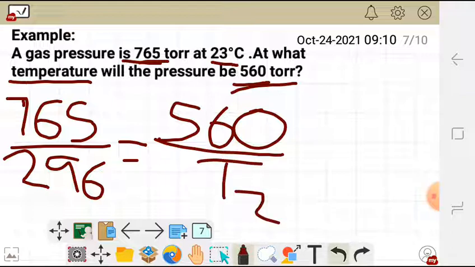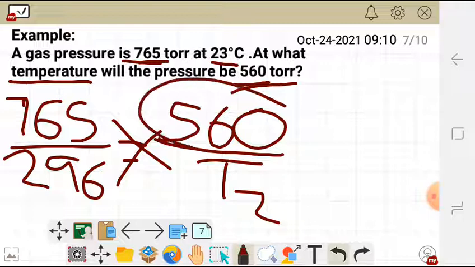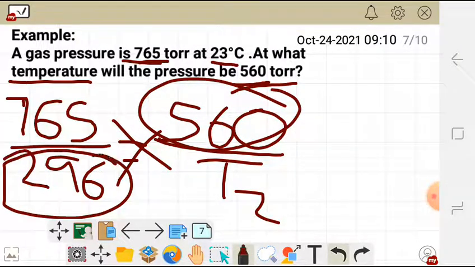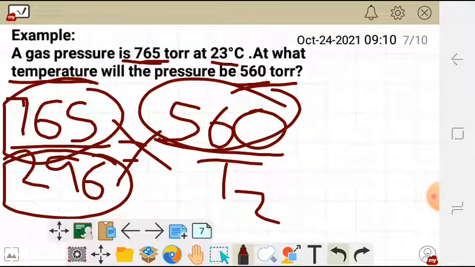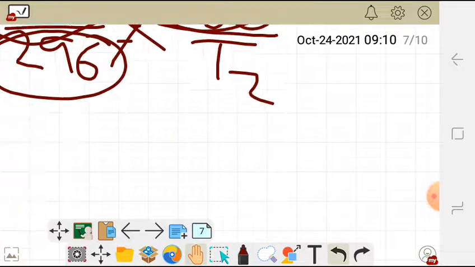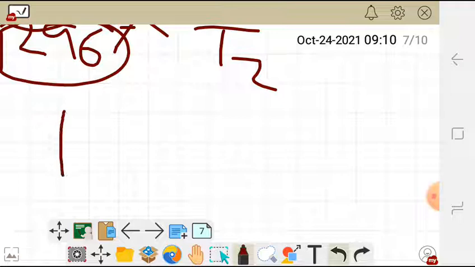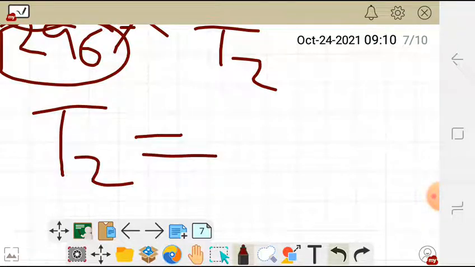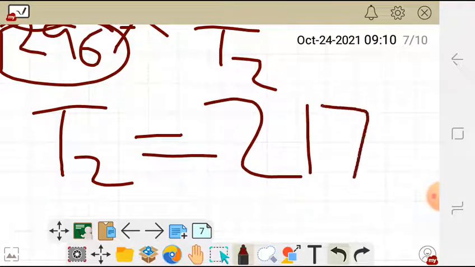Our T2 has not been given, so we cross multiply here. Then we multiply 560 with 296, and then we divide by 765, and our final answer is that T2 must be equal to 217 kelvins. 217 kelvins. So that's all.